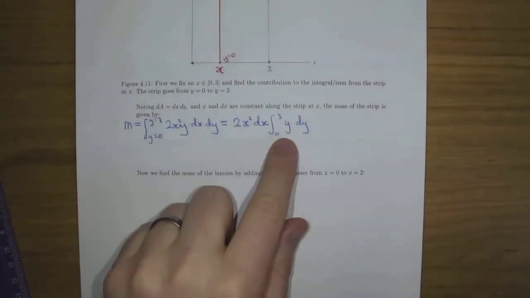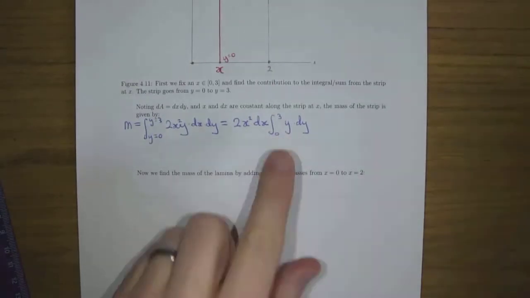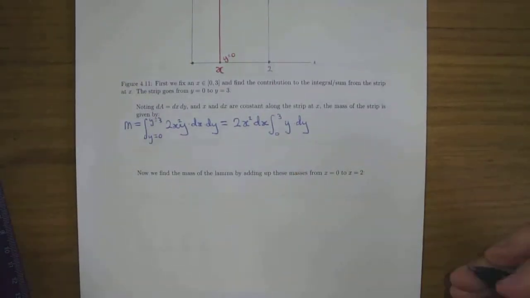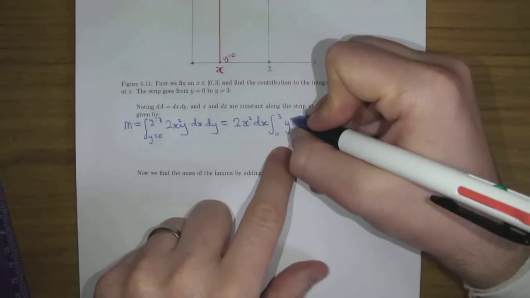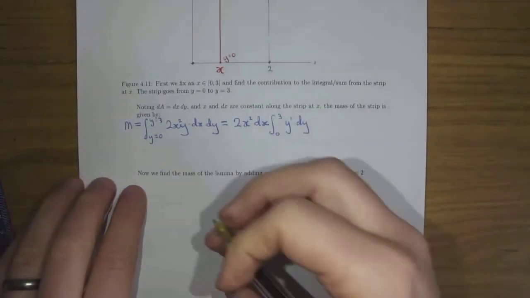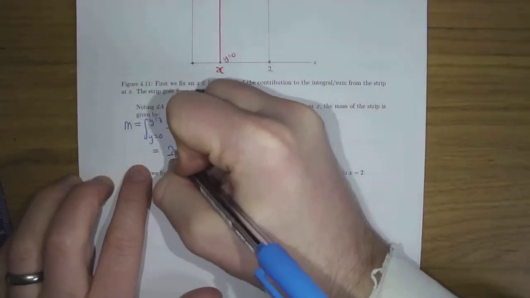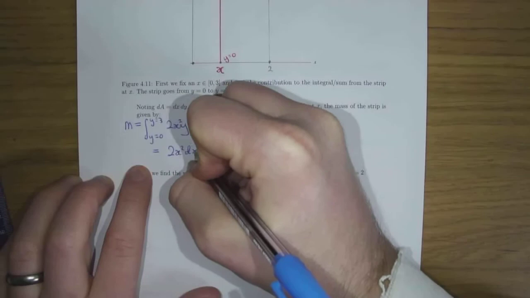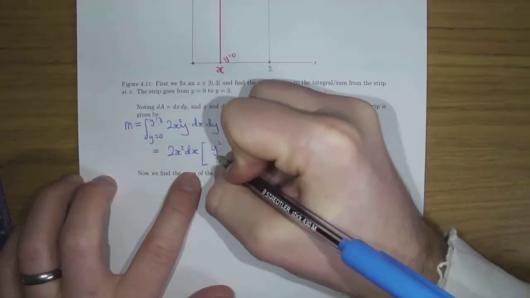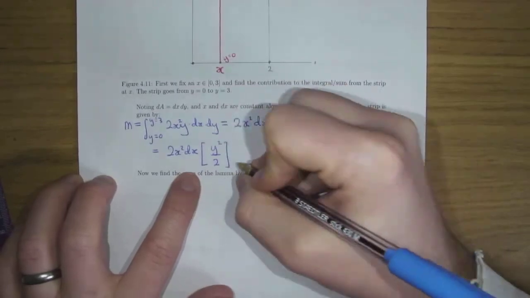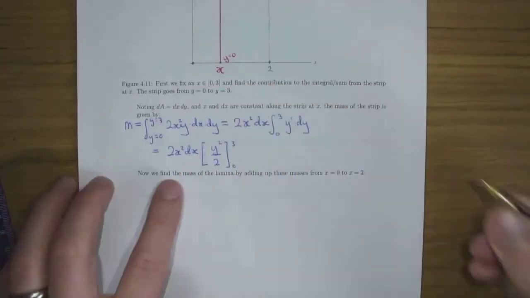Now, how do you calculate this integral? Well, you anti-differentiate and then you do top limit minus bottom limit. Now, to anti-differentiate y, probably the easiest thing is to see it as y to the power of 1. And so you've got your constant 2x squared dx, and then the antiderivative of y is y squared over 2, and we're going from 0 to 3.